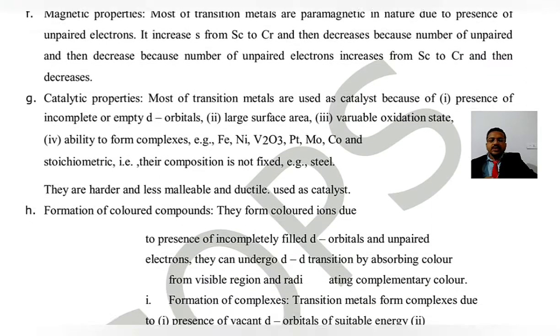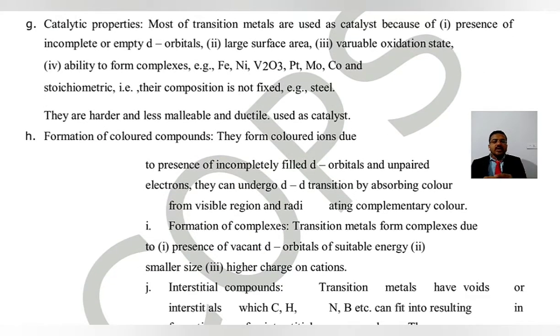The next is catalytic properties. Most of the transition metals are used as catalysts because of the presence of incomplete d orbitals, large surface area, and variable oxidation state. We know a catalyst is a substance that does not participate in a chemical reaction but speeds it up. For example, iron is used in the Haber process, and vanadium is used in the contact process for manufacture of sulfuric acid. All these three reasons are responsible for new bond formation, resulting in catalytic properties.